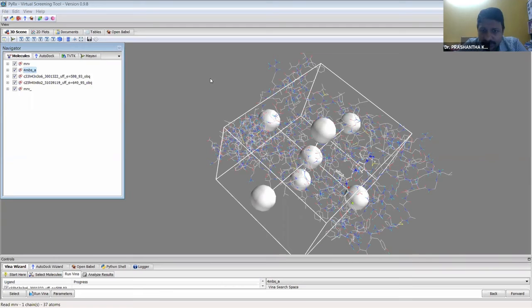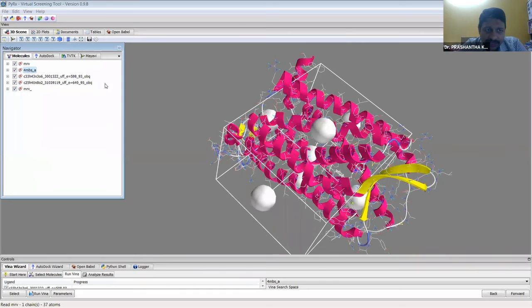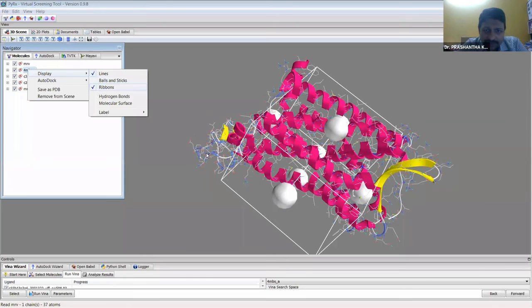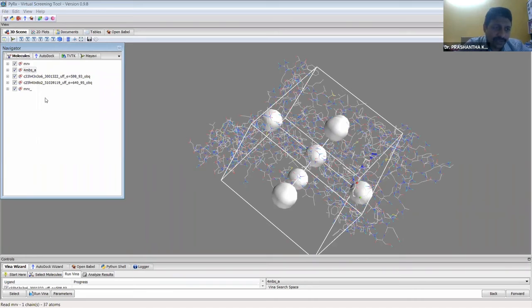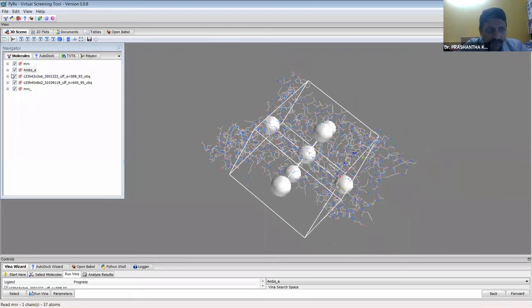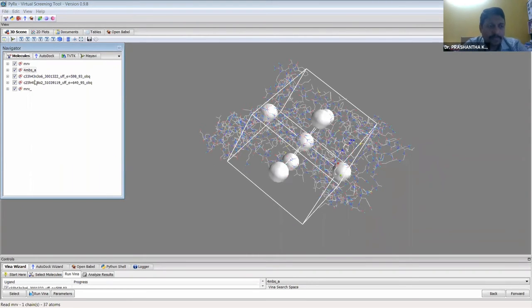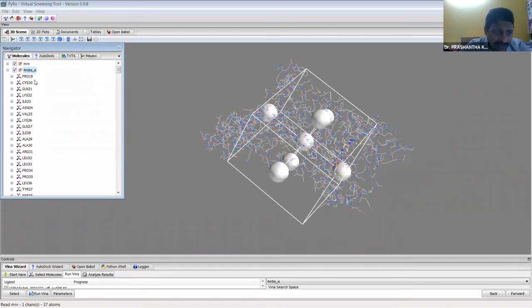We can make it like a ball and stick. There are different options. Now let's remove this ribbon and go to this molecule section. Initially nothing was there in the molecules. Now whatever molecules we have will show up here. If I click this plus symbol, it shows all the amino acids that belong to this particular protein.